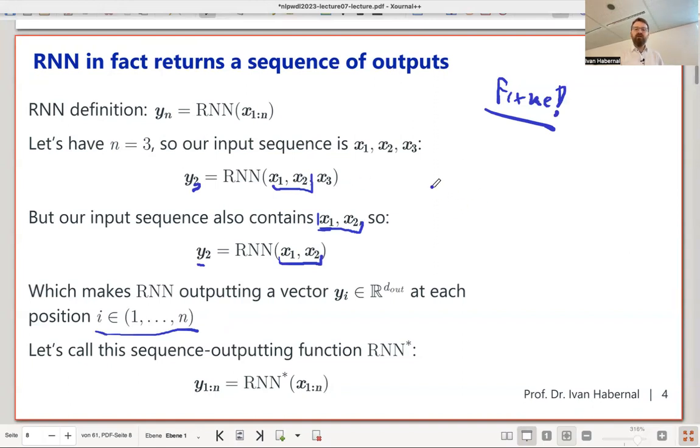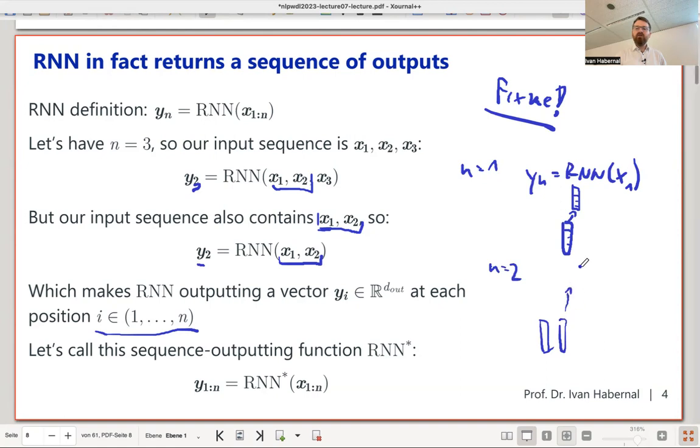Does it make sense? If I have an RNN with n equals 1, then yn equals RNN of x1. So I'm plugging in one vector, and one vector comes out. If n equals 2, I have two vectors in and one vector out. But a subsequence of that is just the first one, so I'm also outputting this for all the previous contexts, right? At position 2, I'm taking the full input, both of them. And at position 1, I'm taking just the single one. So basically, I'm outputting a vector for each position by this definition. Does it make sense? Just replace n with 1 or 2 or 3, and you'll understand that this is doing the thing.